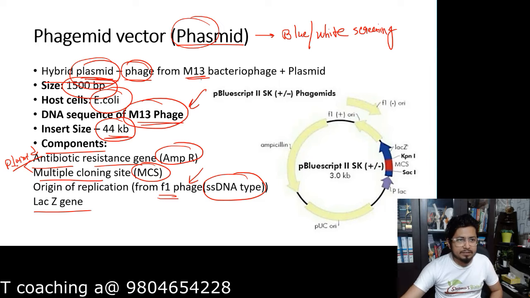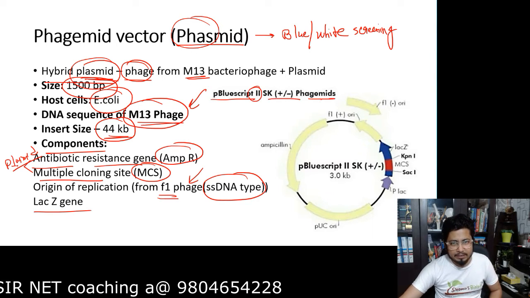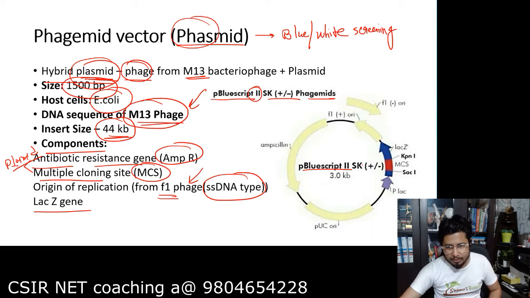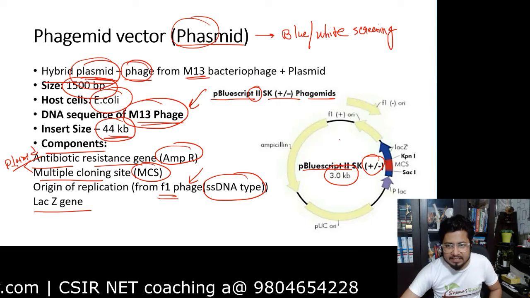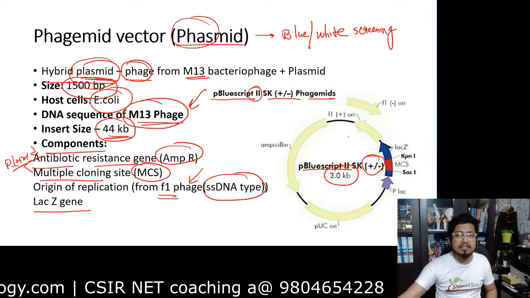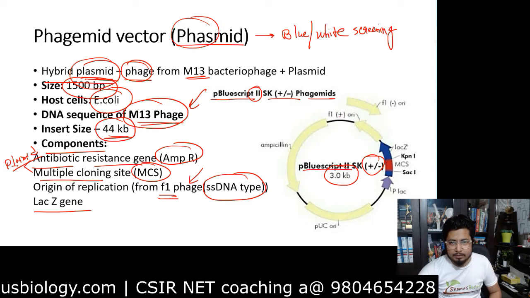An example of such a phagemid vector is pBluescript II SK phagemid. So this is one example, pBluescript II SK plus minus. The size is approximately 3 kb. The capability of insert size is 44 kb, which is huge. But you can see that we have plus minus.